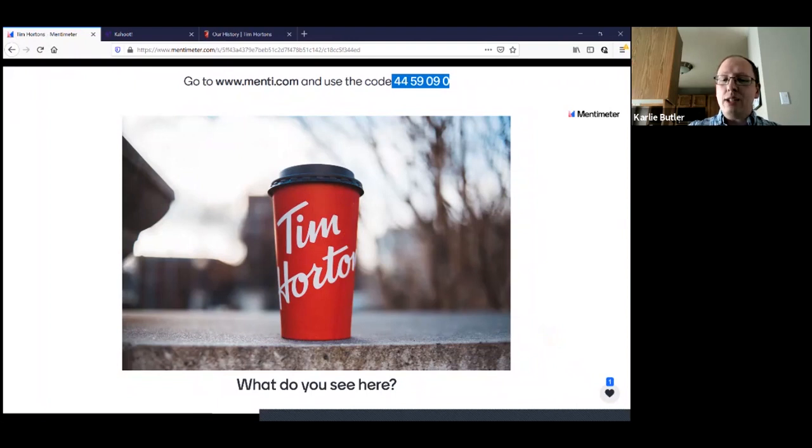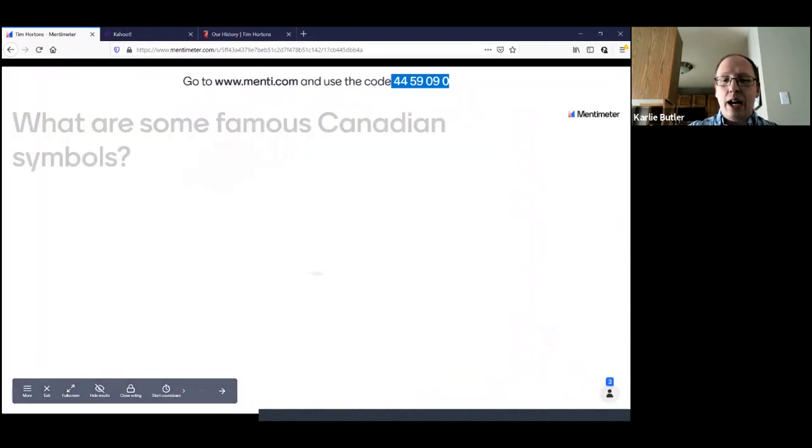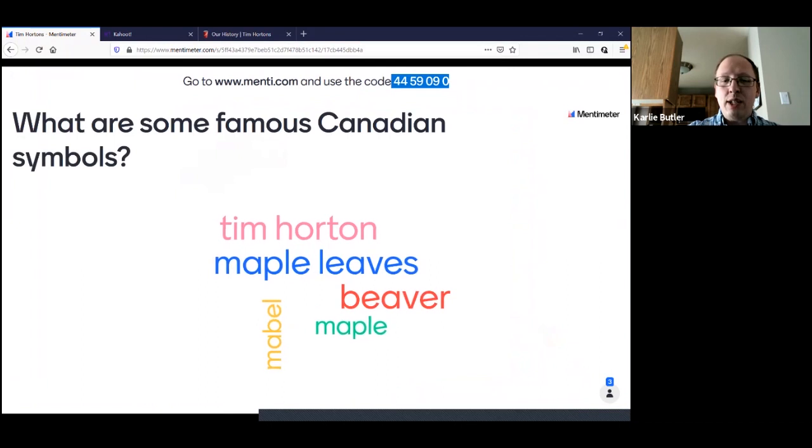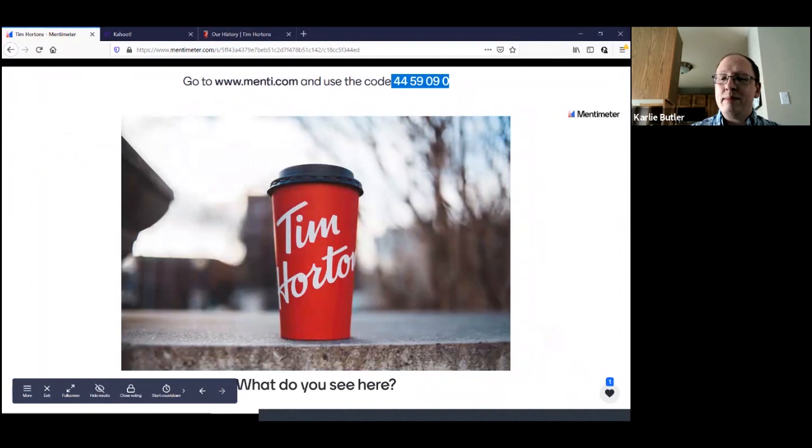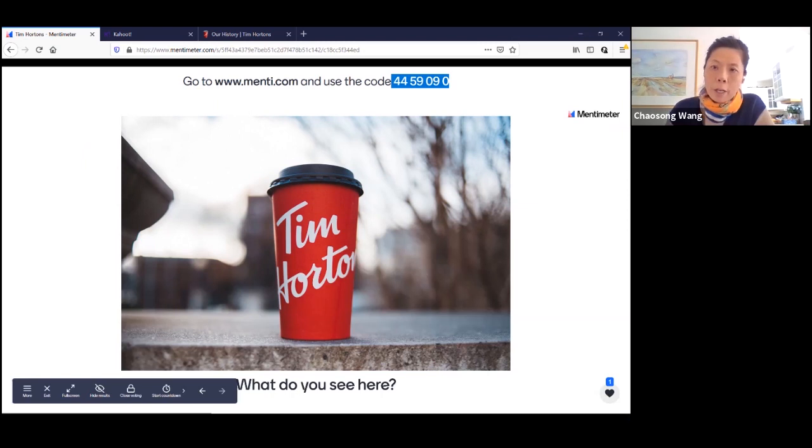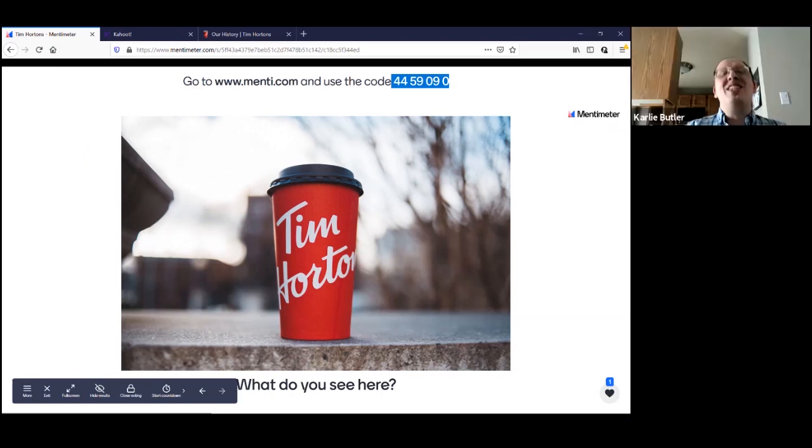We're going to look at Tim Hortons. Somebody put Tim Hortons in the previous slide. Somebody put Tim Hortons here. So what is Tim Hortons? Does anyone know? Who can tell me? What is Tim Hortons? I think it is a coffee culture. It is. It's a coffee culture, yes. Not just a coffee shop, but a coffee culture.